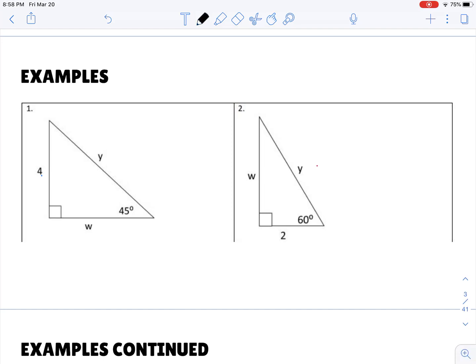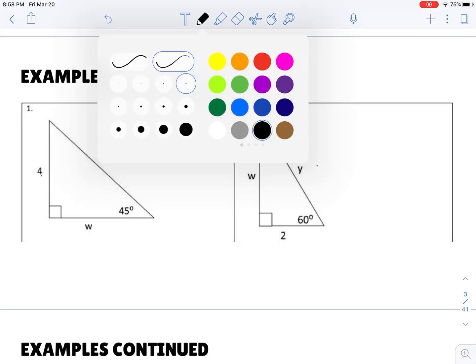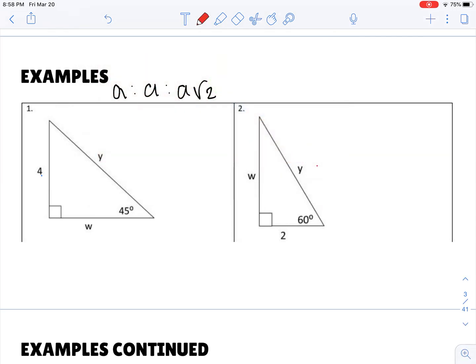So let's do a couple examples together. We have a 45, 45, 90. What I wrote down before was that these are related as an A to A to A square root of 2 relationship. And what I mean is that the two legs are equal to one another, and the hypotenuse is square root of 2 times longer than the legs. The hypotenuse is always opposite the right angle, so this would have a length of A square root of 2. And the legs have lengths of A.